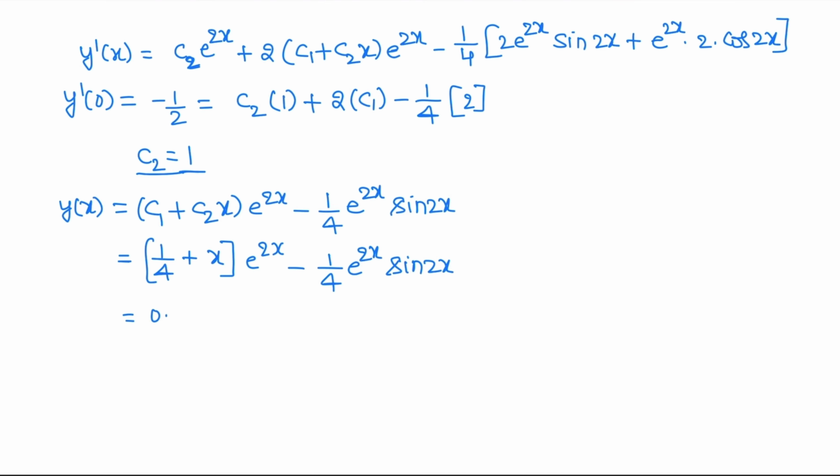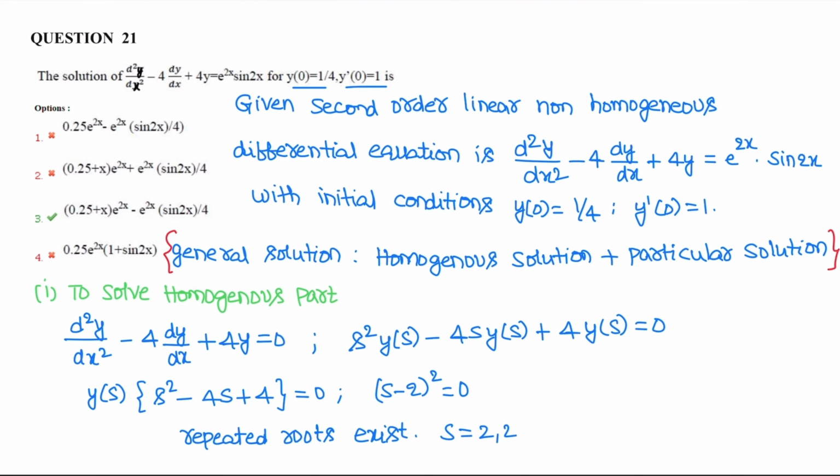So 1 by 4 is 0.25 plus x into e power 2x minus 1 by 4 e power 2x sin 2x. So this is a complete solution. So the correct answer is 0.25 plus x e power 2x minus e power 2x sin 2x by 4. Option 3 is correct.